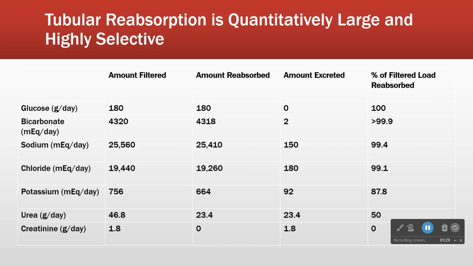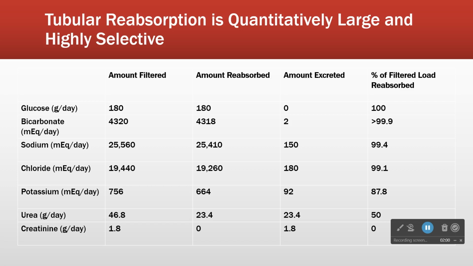All right, so what do we have here? We have the amount filtered, in other words, the amount leaving the Bowman's capsule. The amount reabsorbed, in other words, the amount that went from Bowman's capsule back into the peritubular capillaries. The amount excreted, that's how much came out in the urine in the end, right? And then we can compare the filtered load to the amount reabsorbed as a kind of percentage, right?